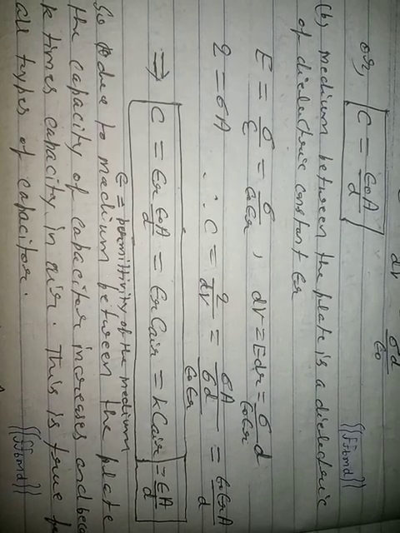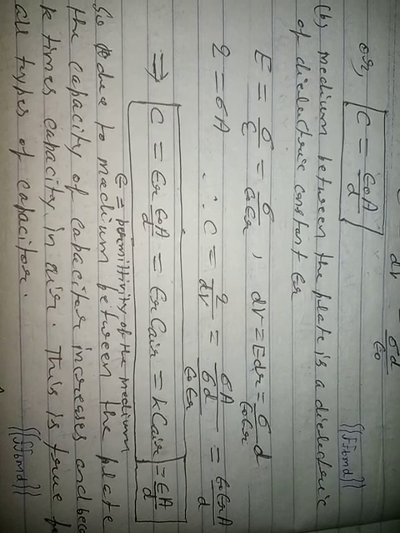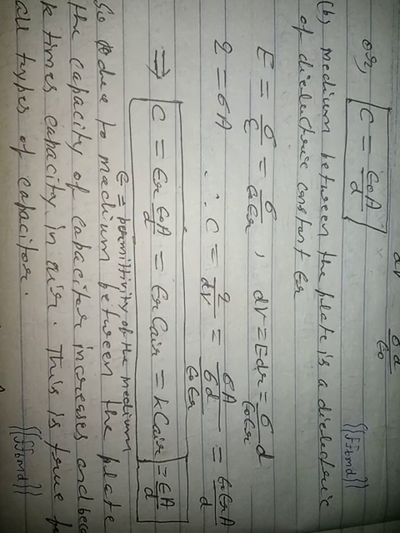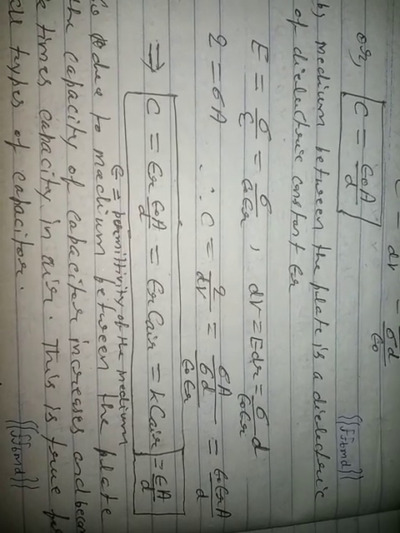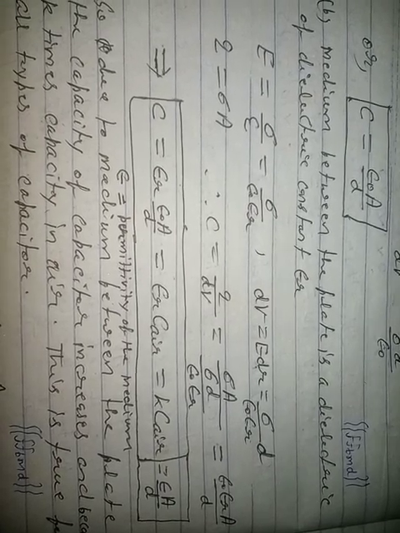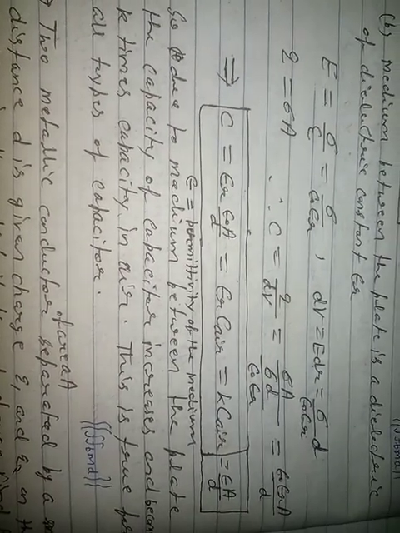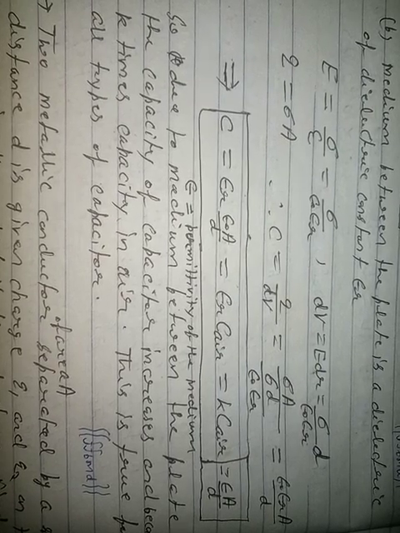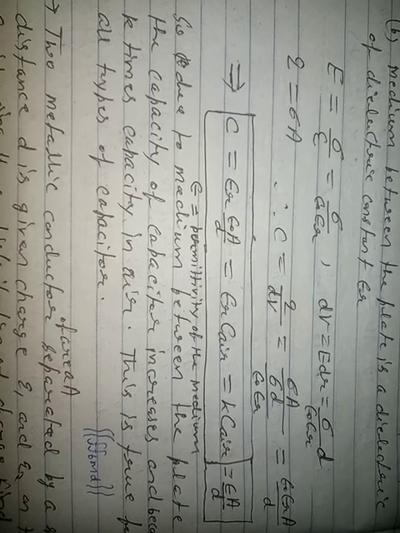This implies C equals epsilon r into epsilon naught A by D equals epsilon r into C air, or C equals K into C air, or equals epsilon A by D, where epsilon is the permittivity of the medium and epsilon r is the dielectric constant. Also K is epsilon r, also the dielectric constant.